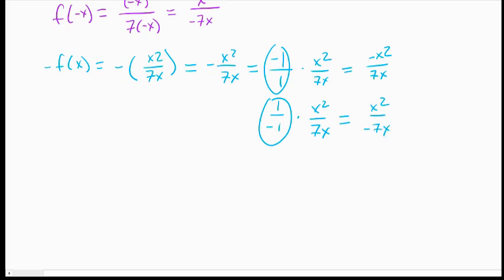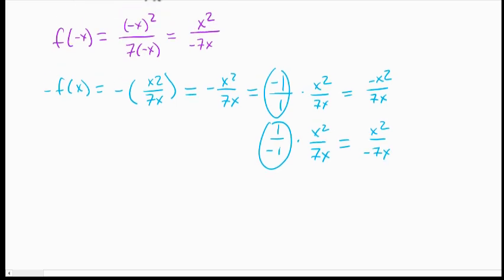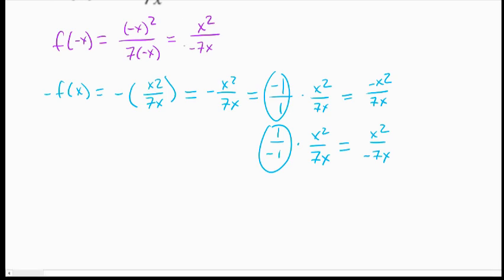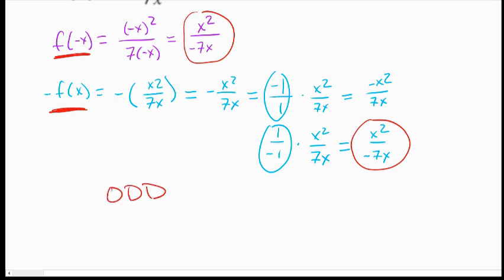So I kind of have to check both, because what you'll see here is now I'm going to be able to tell that this is actually an odd function because f of negative x and negative f of x are equal. So you've got to be careful on this one anytime that we have a fraction being multiplied by negative 1. But in this case, the function is odd.